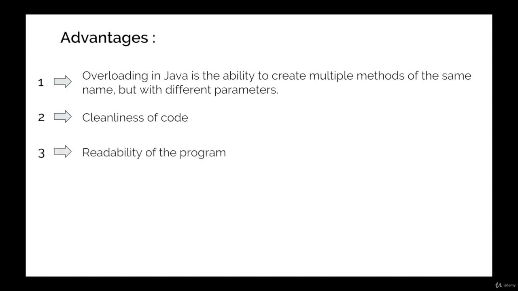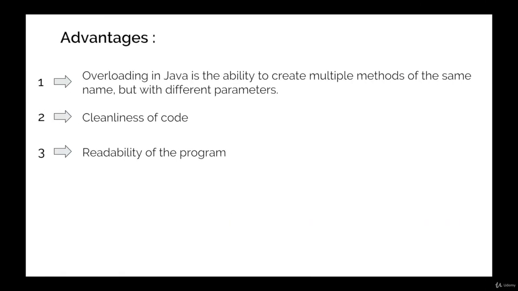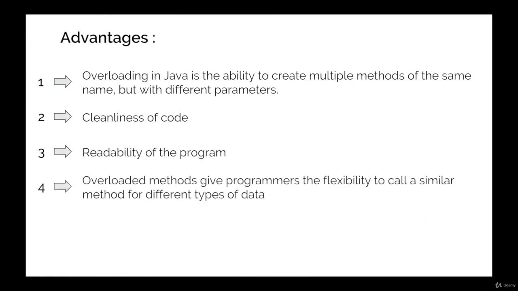The third advantage is it increases the readability of the program. Here you are calling method 1 multiple times but with different types of arguments. So if another software engineer is reading your code, it will be very easy for him to understand that you are doing the same operation, but for different variables. It thus makes understanding really easy. The fourth advantage is overloaded methods give the programmer the flexibility to call a similar method for different types of data.